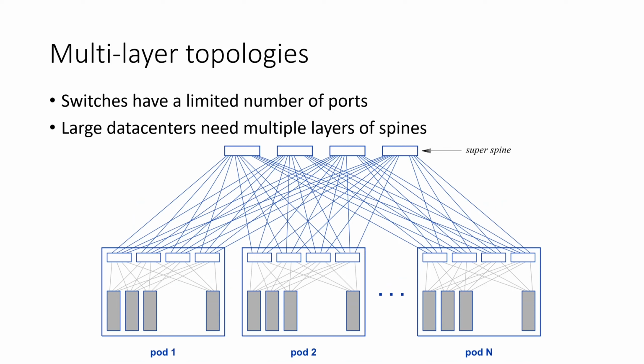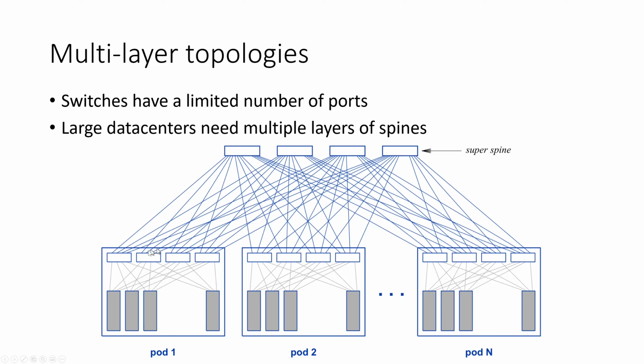So the leaf spine topology is great for data centers, but a single layer of spine switches may be insufficient in very large data centers. And this is because switches have a limited number of ports, say 128 ports. So if we have a lot of pods, then we will need multiple layers of spine switches so that all pods can communicate with all other pods. And here we have an example of a 2-layer leaf spine topology.